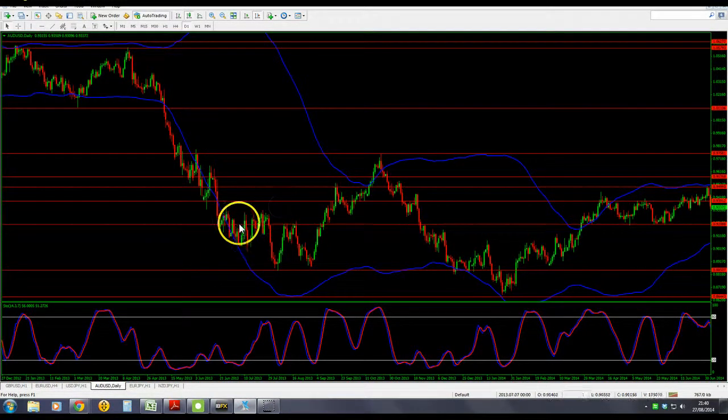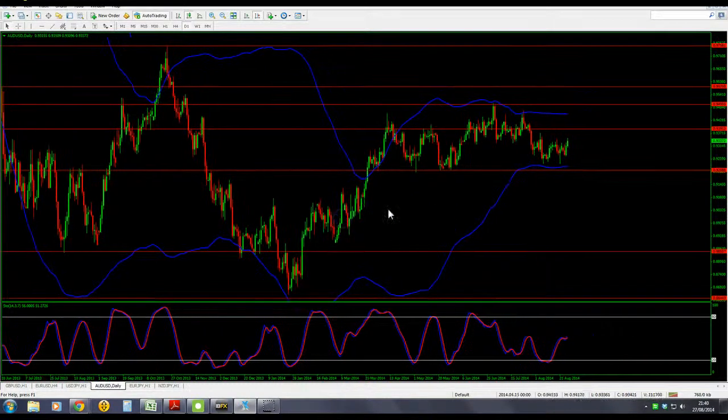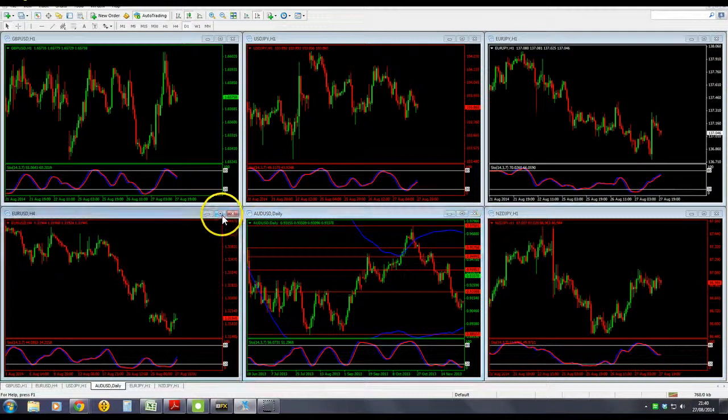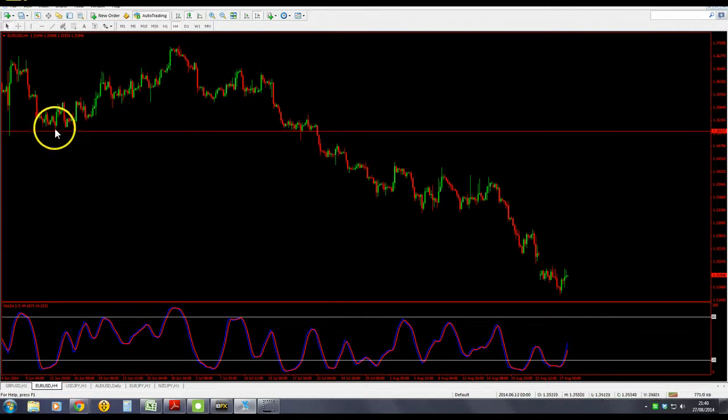Okay, so resistance becomes support. When I was telling you about resistance being a roof and support being a shelf, in this case, this SR line is acting as a shelf support for this price action here.